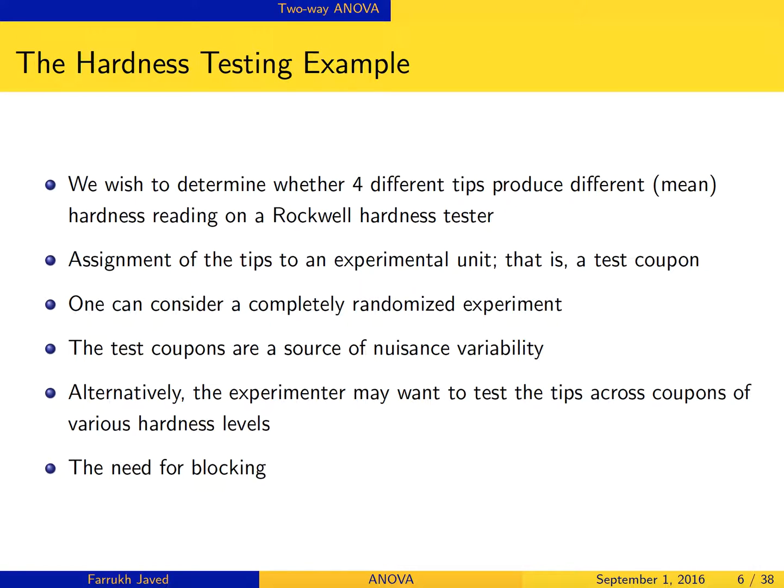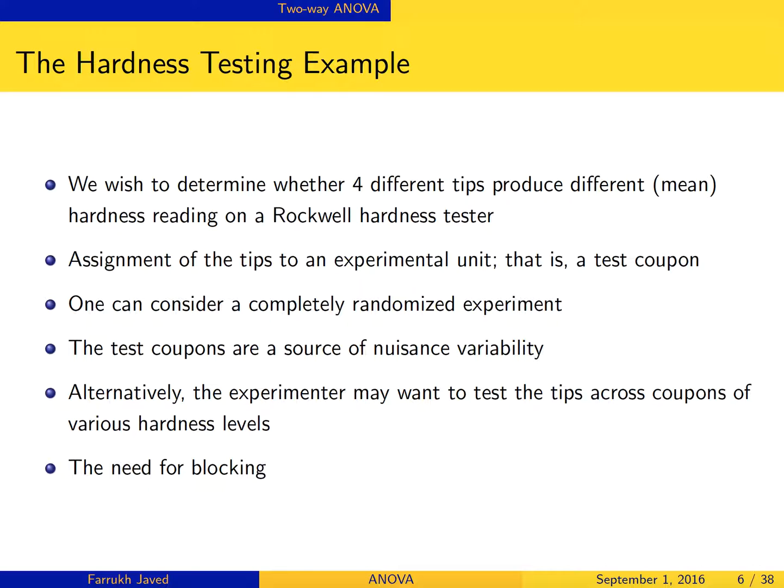So for example, the hardness testing example, we wish to determine whether four different tips, I said last week also, read and mark the words. Use pen and paper and mark what you are actually reading. So you have four different tips. It means you have four levels of something, right? Different hardness, so you have four levels of hardness, reading on a Rockwell hardness tester. Assignment of the tips to an experimental unit, that is a test coupon.